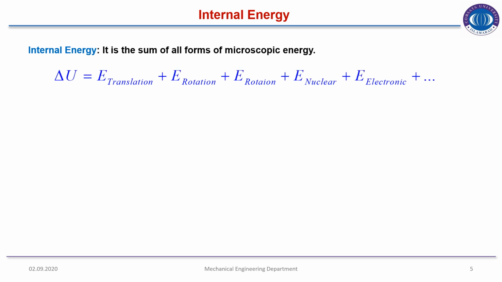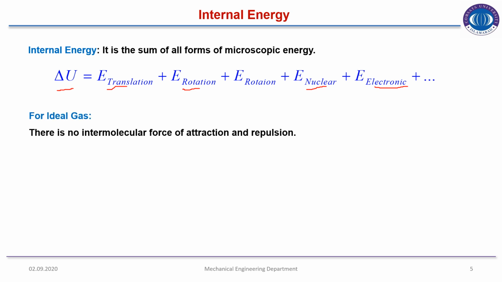Internal energy. Internal energy is the sum of all forms of microscopic energies. The mathematical representation of internal energy is capital U. So the internal energy is the summation of all forms of microscopic energies. These microscopic energies include translation energy, rotation energy, nuclear energy, electronic energy, etc.